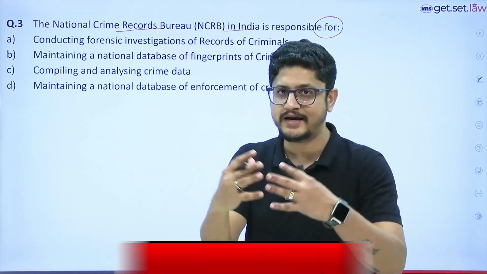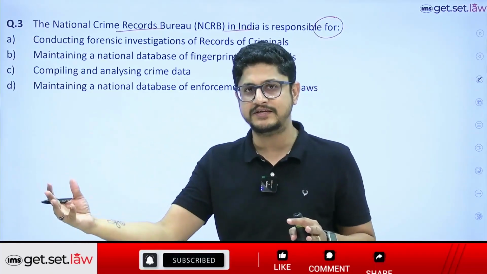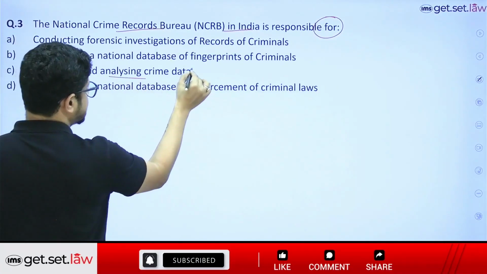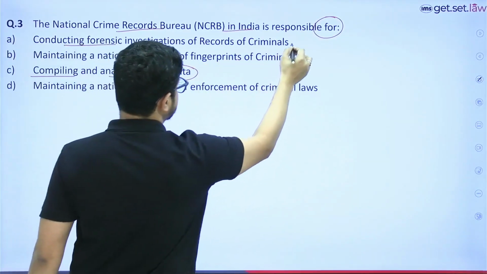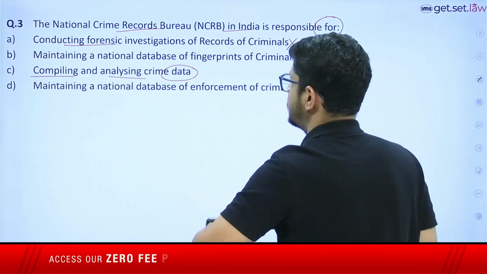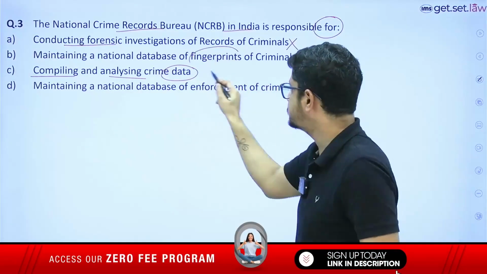When you collect the data and preserve the data is not the one; you analyze it and then you publish that data. So compiling and analyzing the crime data is the one option. Conducting forensic investigations is not, it's not about investigation, it's about giving the report. Maintaining national database, partially correct, but it says fingerprints of the criminals.